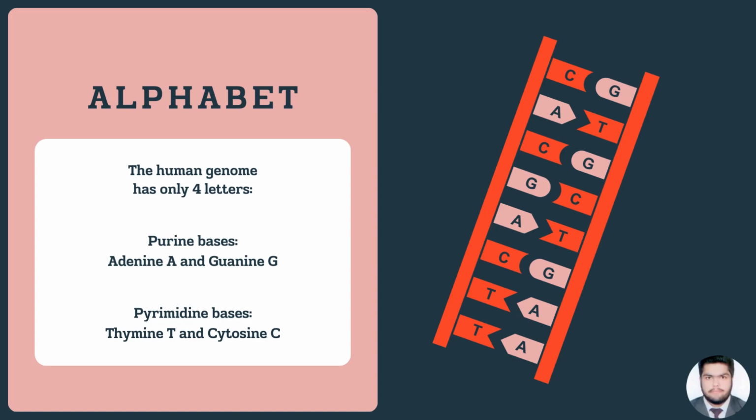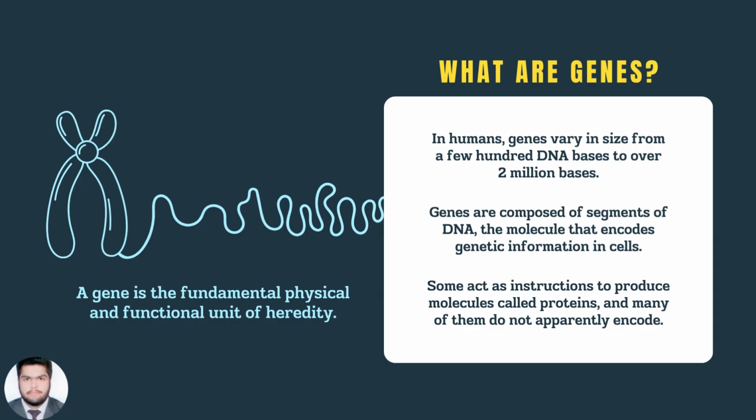Alphabet. The human genome has only four letters: purine bases, adenine A and guanine G, pyrimidine bases, thymine T and cytosine C.